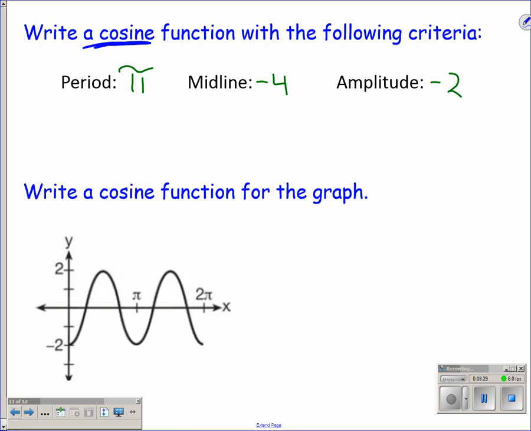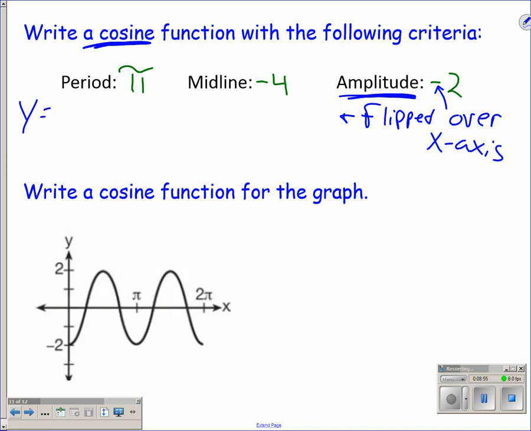Technically, amplitude isn't really negative. Amplitude is always positive. It would normally say something like amplitude of 2 and flipped over the x-axis, and that would give you the negative. Okay, so that's usually how you'll see it, like on a final exam. All right, so let's go through this.